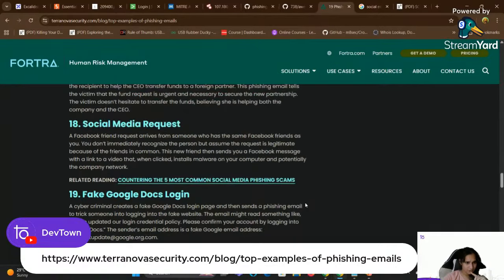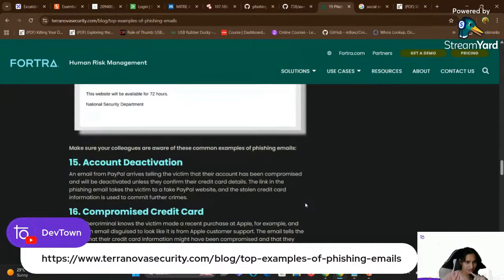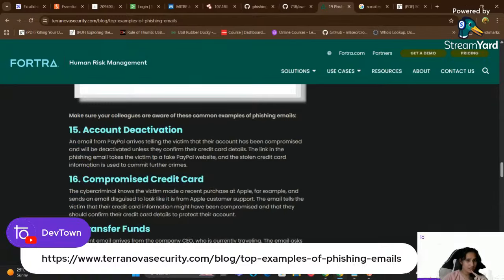Then comes compromised account deactivation, which is also one of them. People receive an email from PayPal telling the victim that their account has been compromised. Similar to the finance example I showed you, account deactivation could be there, and the account will be deactivated unless you confirm the credit card details. They are asking for the details itself, which is also the biggest red flag, guys. So this is also one of the cases that happens.